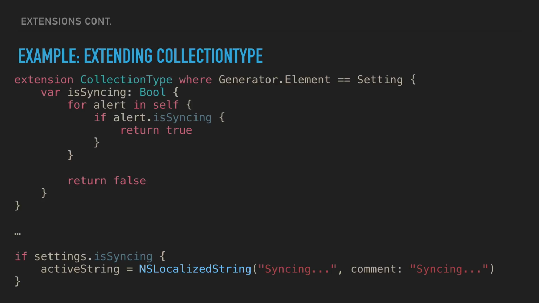So say you have this array of setting values, just called settings in your view controller. All you need to do then is if settings.syncing, then you can do what you need to do if you have syncing settings. So rather than, say, calling a function that takes in this array and passes back a Boolean, it's a little more straightforward, and I think it's more readable here that you know exactly what's going on.